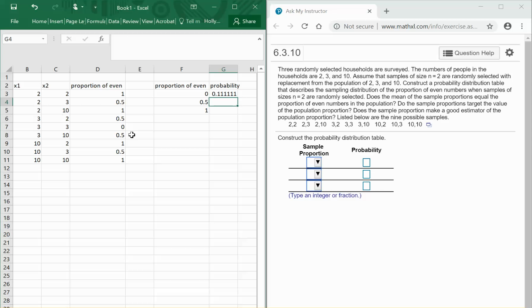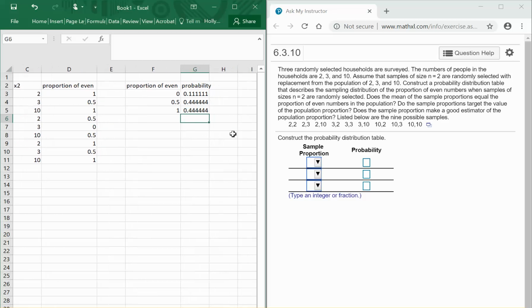There are 4 0.5s. Oops. 4/9 is the probability, and there are 4 1s. All right, and these should add up to 1, and they do.